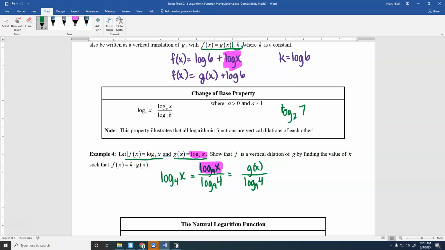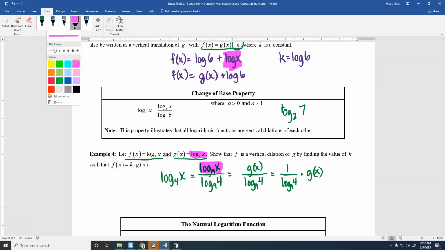That still doesn't look like a number times g of x, right? But I could write it this way: 1 over log base 9 of 4 times g of x. Because if I were to multiply that back together, g of x is not a fraction, so I'd put it over 1, multiply across, and I'd still get that same thing. So this part right here, of course, is my g of x. This part right here doesn't look like it, but it is a number. That is your k.